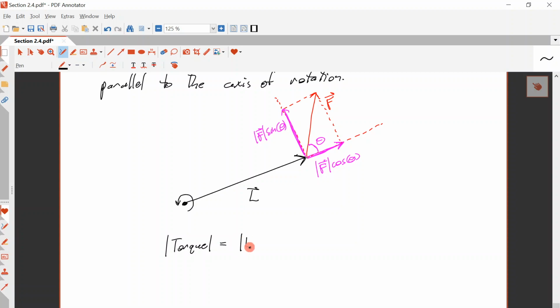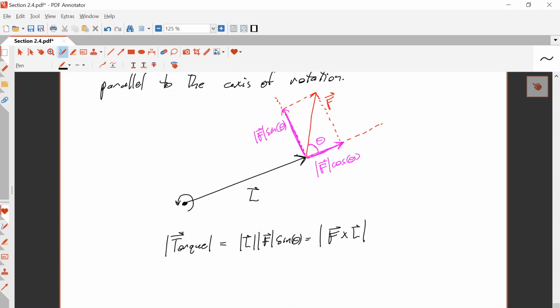So it's the length of L times the length of F times sine theta. So the magnitude of the torque is that, which is equal to the length of F cross L. And then what would be the direction for the torquing force?